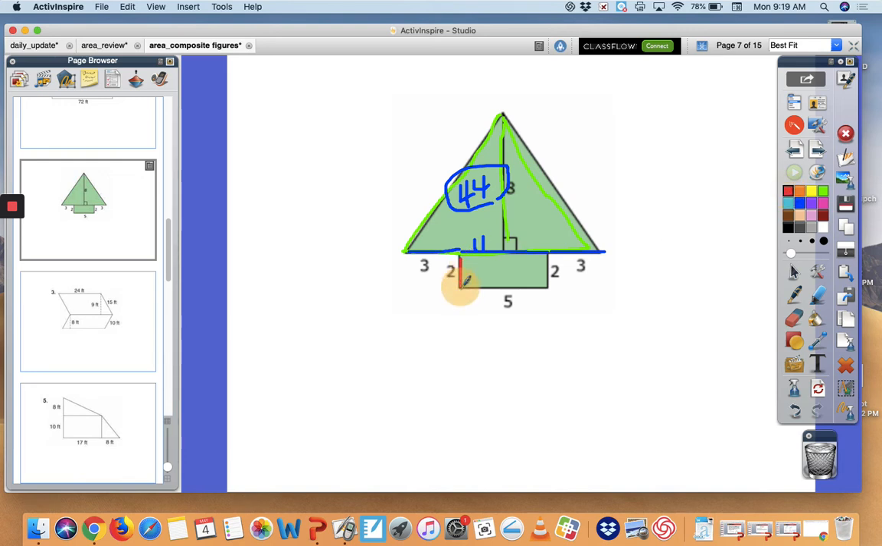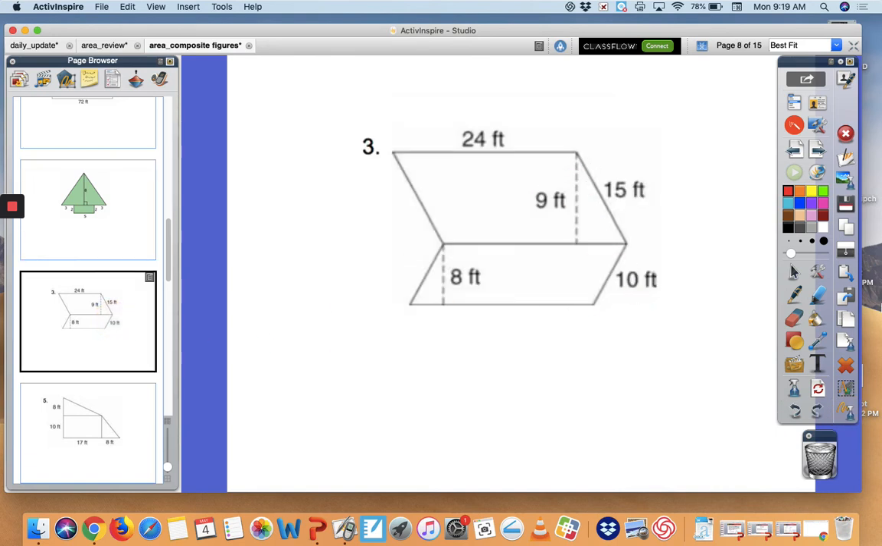Now, the area of the rectangular part here should be easier because we've got 2 and we got 5, so that part's easy. 10. To figure out the total area, add them together, 54. There is the area of that entire composite figure. One last one. This one might look kind of tricky, but it's not really.